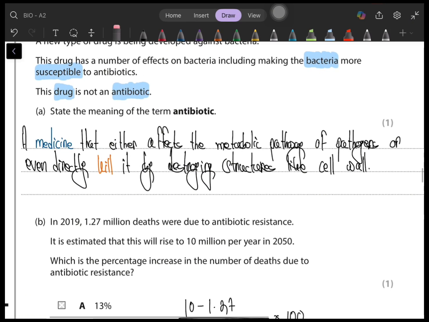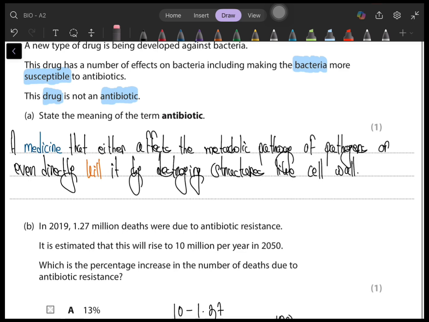Okay, let's just move on to the next question. In 2019, 1.27 million deaths were due to antibiotic resistance. It is estimated that this will rise to 10 million per year. What is the percentage increase in the number of deaths due to antibiotic resistance?